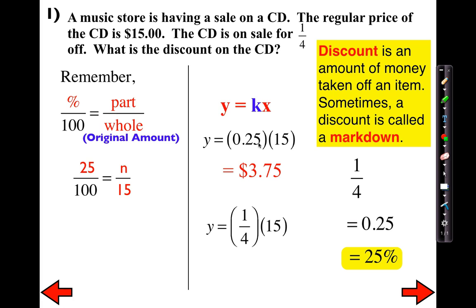Now another way to do it was to keep it as a fraction. So you could have done y equals 1/4, which was the discount, multiplied by 15, and that would also give you $3.75.